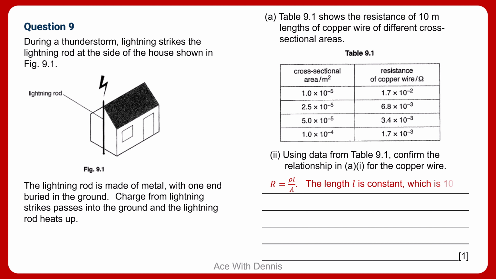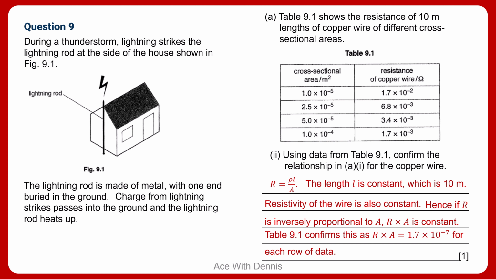The length L is constant, which is 10 meters. Resistivity of the wire is also constant. Hence, if R is inversely proportional to A, then R multiplied by A is constant. Table 9.1 confirms this as R times A equals 1.7 times 10 to the power negative 7 for each row of data.